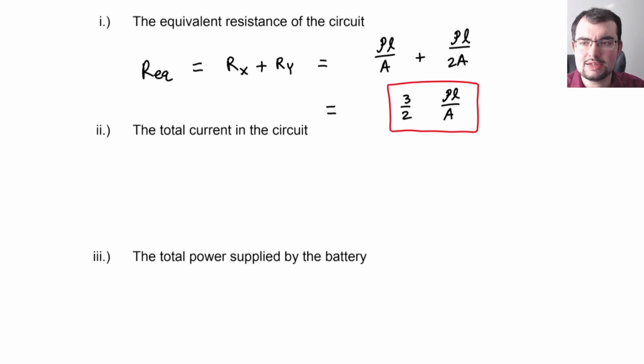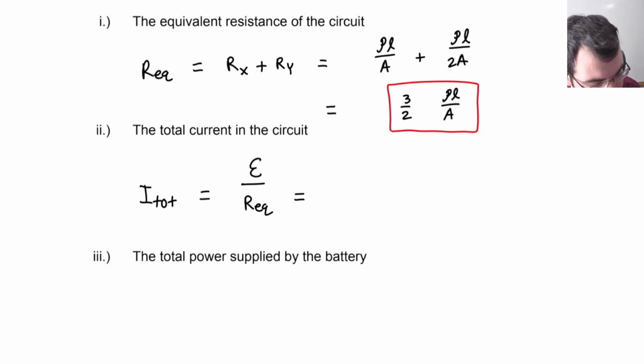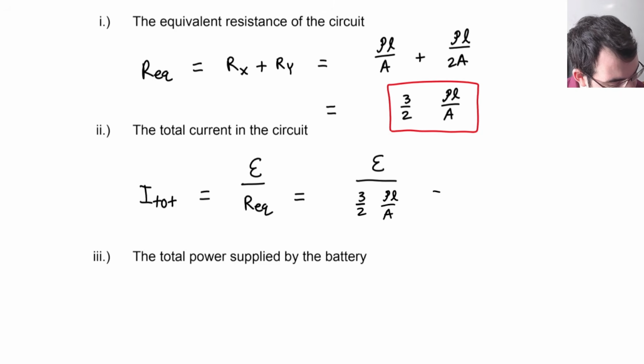All right, what's the current in the circuit? Well, we have our lovely Ohm's law relationship that says I total is equal to the battery EMF divided by R_eq, which is equal to the battery EMF script E divided by 3/2 rho L over A. So we get some flipping around, so that 3/2 becomes a 2/3: script E times A divided by rho times L.